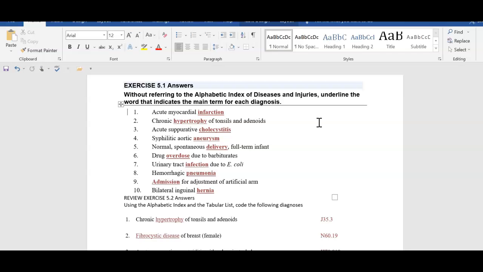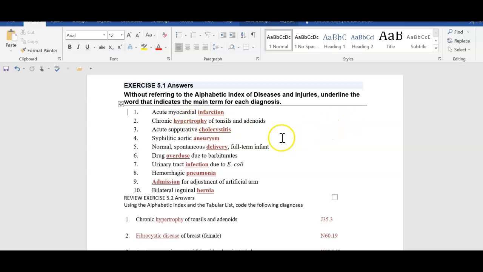So when we're talking main term, this is what you are going to look in the alpha to find that code. So this first one here is going to be infarction. If you would go and looked for myocardial or acute as your main term, it's going to say "see condition." Okay. Second one here, the same thing. You usually don't want to start off with a body part. You want to go with what's wrong with the patient.